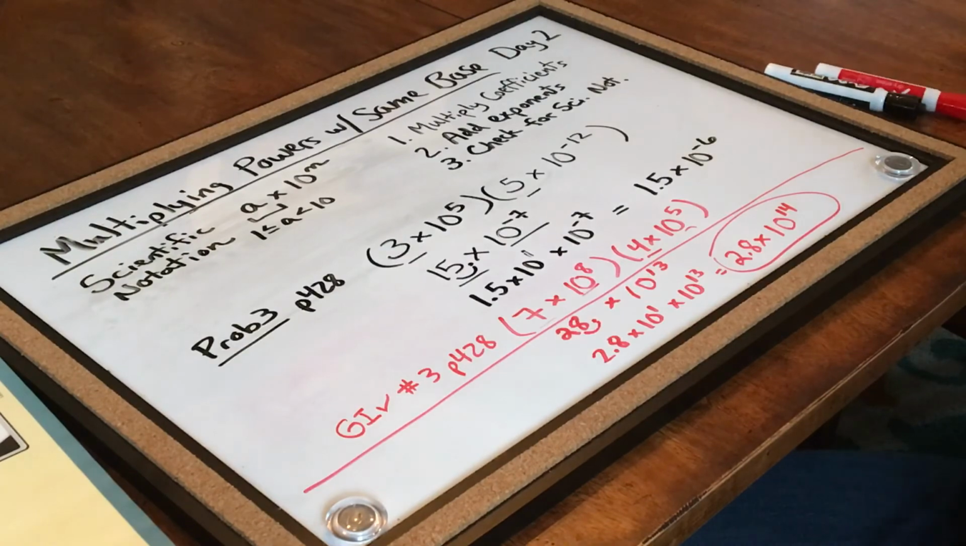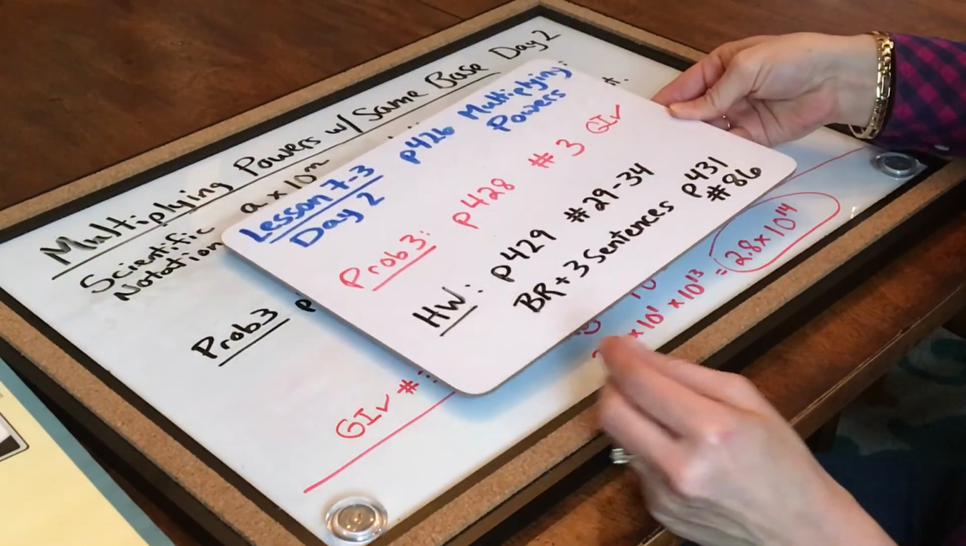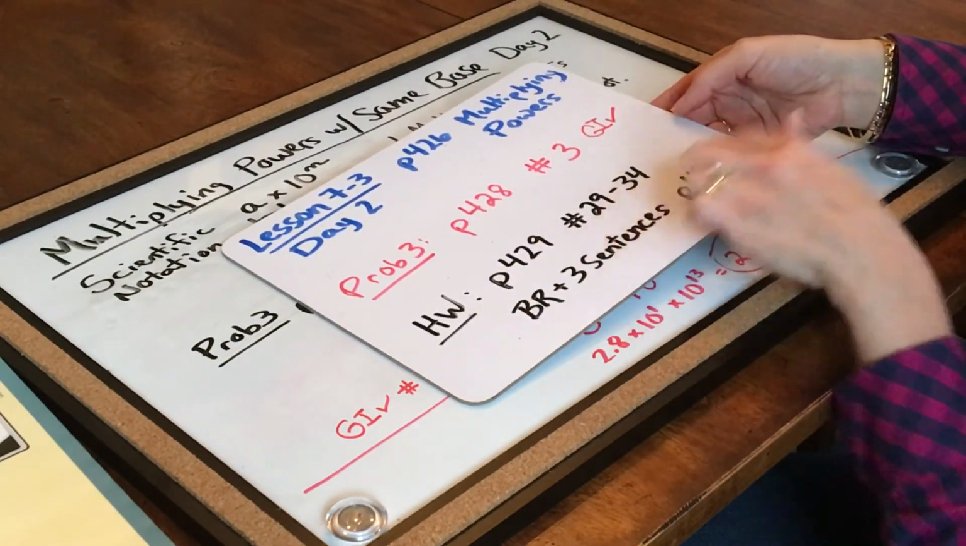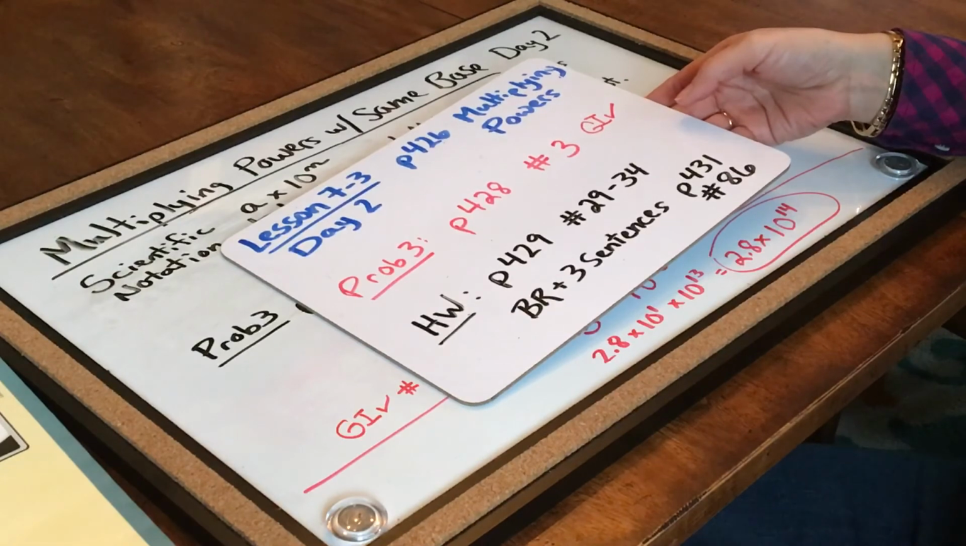Okay, that's it for Tuesday's lesson. So it's time to try your homework. Your homework is page 429, numbers 29 to 34. Make sure that your answers are all in correct scientific notation.